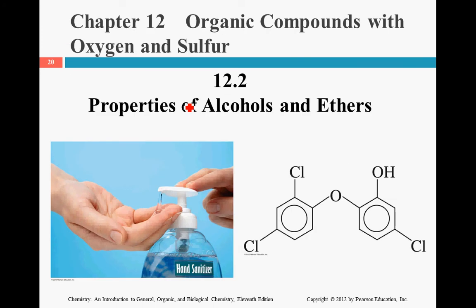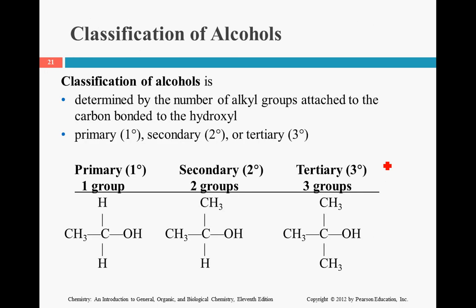Okay, the next session we're going to be talking about are the physical properties of alcohols and ethers. Notice with this example, there's an ether right here because it's an oxygen surrounded by a carbon and another carbon, and here's an OH group for the alcohol. So when you're determining the classification of an alcohol, one of the things you want to look at is how many other carbons it's bonded to.